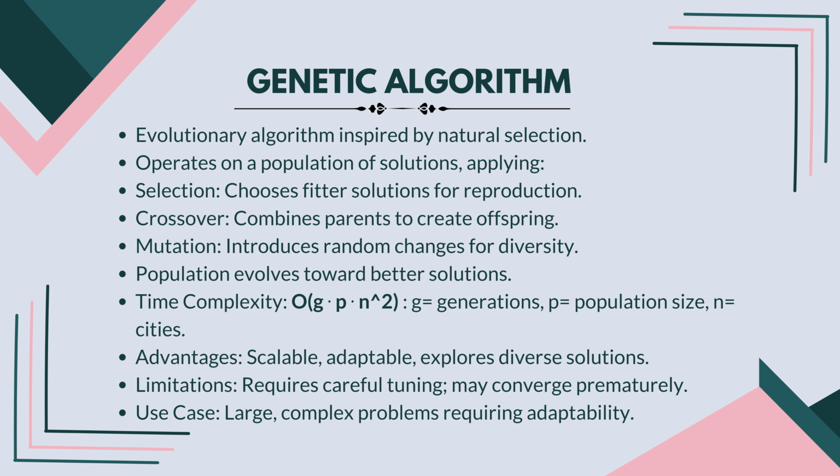This process continues for a set number of generations or until no significant improvement is observed. Over time, the population evolves to include better solutions. Genetic algorithms are particularly powerful for large and complex traveling salesman problem instances because they leverage parallel exploration of the solution space and can adaptively improve over time.